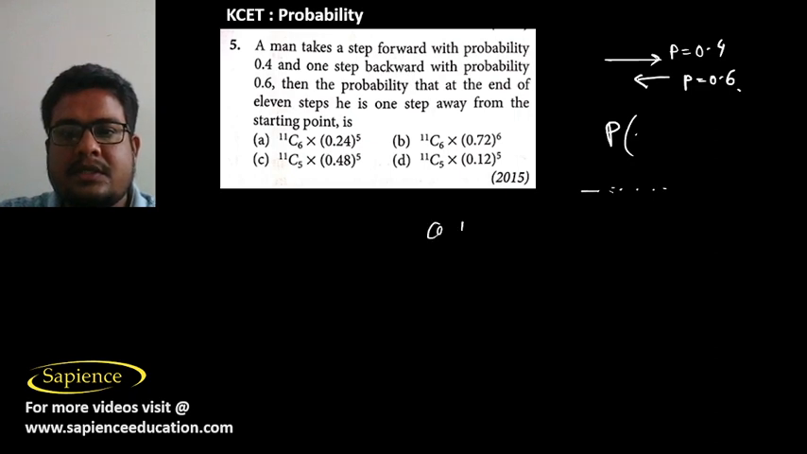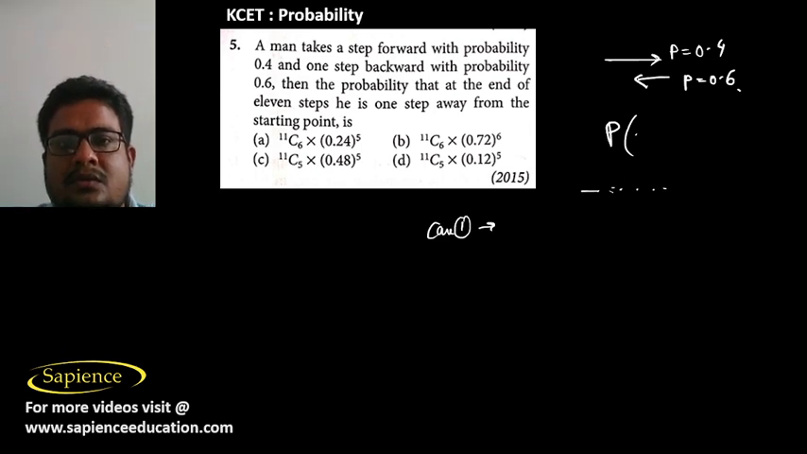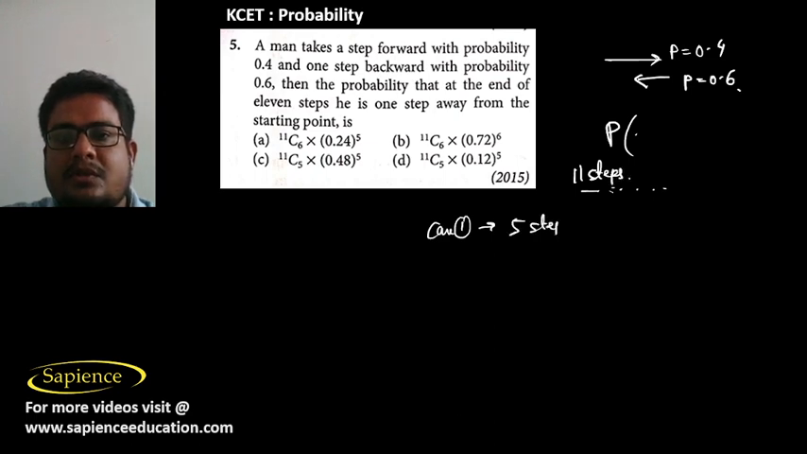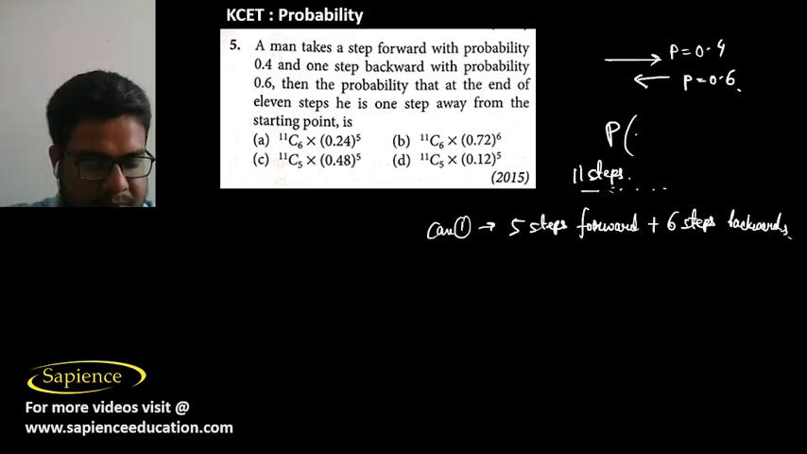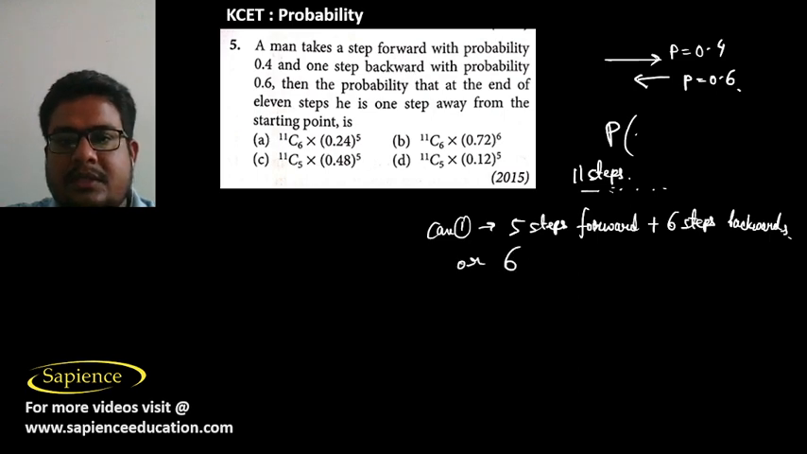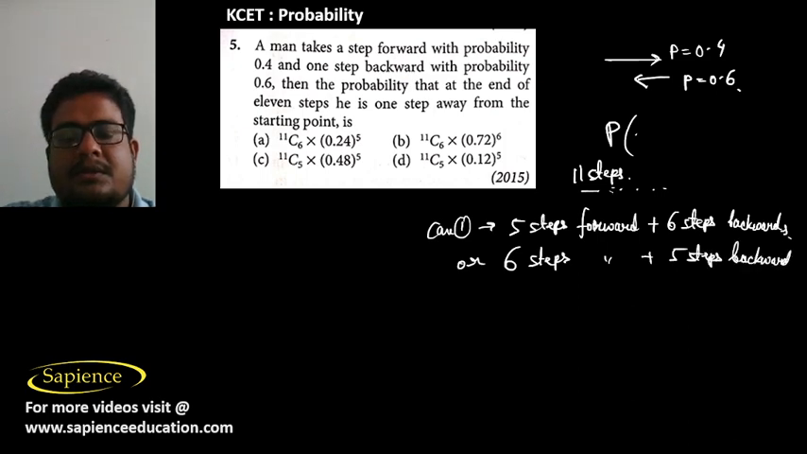So here we can take the first case. Case one, it can happen that he can take 11 steps. In the 11 steps, if he takes 5 steps forward, and plus 6 steps backward, then he will be one step away from the starting point. Or he can take 6 steps forward plus 5 steps backward, then also he is one step away from the starting point.